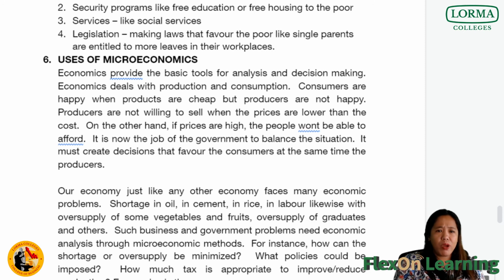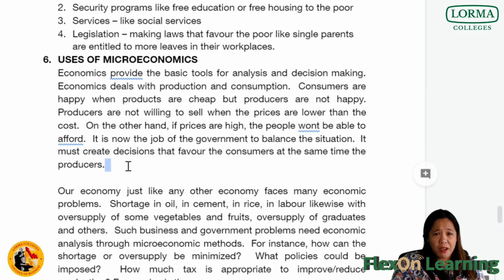So why do we learn microeconomics? What is this for? What for? So economics provide the basic tools for decision making. Okay? Is there any need for us to take up a business course? Okay? What is going on in the market right now? If I'm going to take up a business course and I will finish this in 4 years, will I have employment? Those are some of the analysis that we have to create and the decisions that we have to make. Okay?